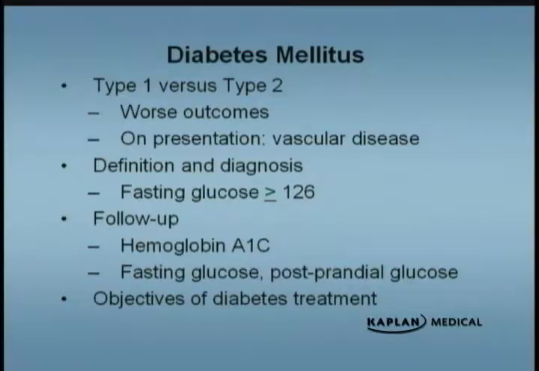So the answer is, what are our objectives? Our objectives are that we do tight glycemic control to prevent microvascular complications. What does this all mean? It means that I want my fasting sugars to be less than 126, and I want my glycosylated hemoglobin to be 6.5 or less. That means that this patient's sugar is normal. Normal means less than 126. So those are my objectives of diabetic treatment.